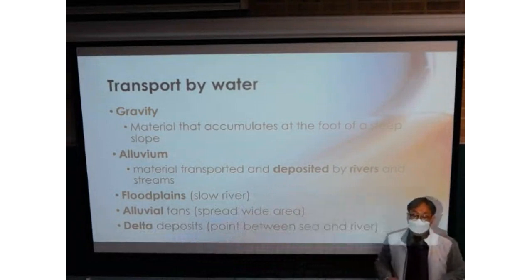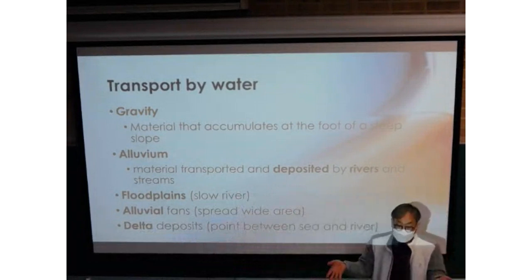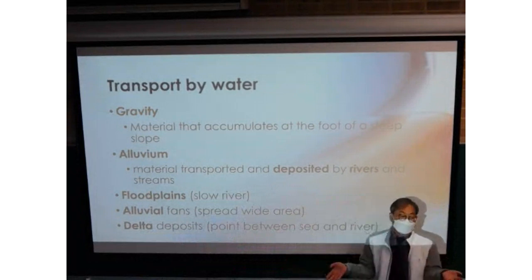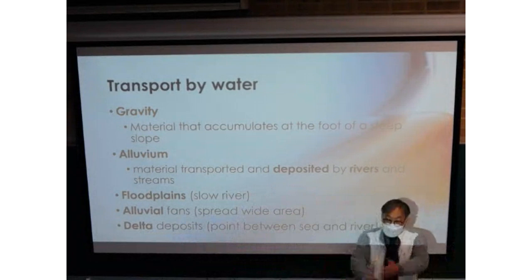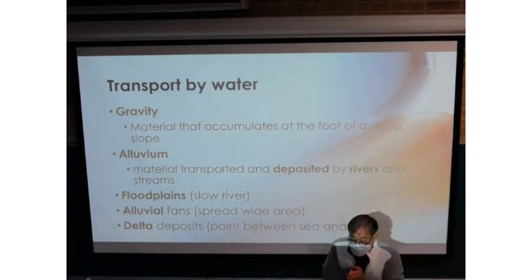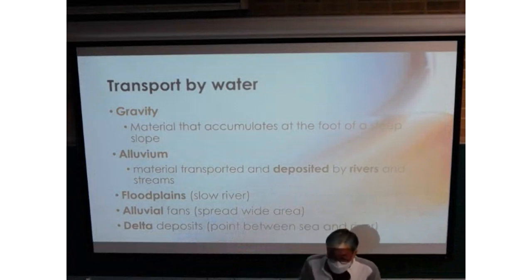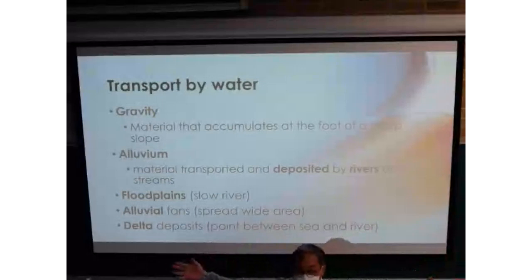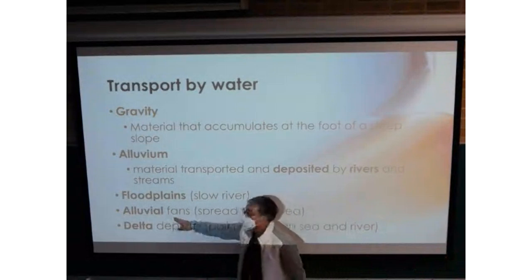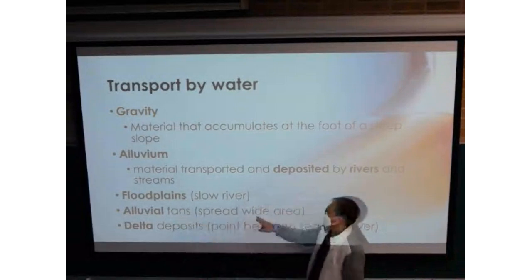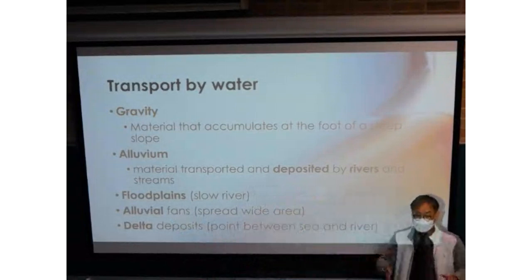However, when it sees open space, but on the ground, it has not arrived at its final destination, like the ocean, yet. But it sees a really huge open space, like a flat area. The water is moving, and then it sees that open space, so it can spread. When the water spreads, it loses power, so it drops the sediment. We call it alluvial fan. That is a spread over a wide and open area.